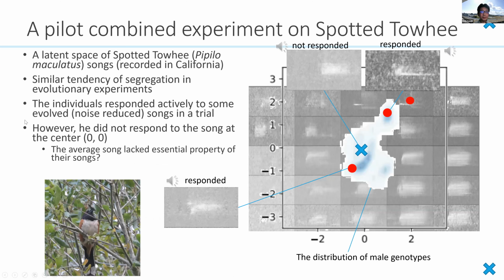We are conducting a pilot combined experiment on the spotted towhee. This is a latent space of the spotted towhee songs, and we conducted a similar evolutionary experiment and found a similar tendency of segregation. Then we conducted a field playback experiment using artificially created songs, and the individual responded to this song, but the interesting thing is that he did not respond to the song at the center. So the average song may lack the essential property of their song.